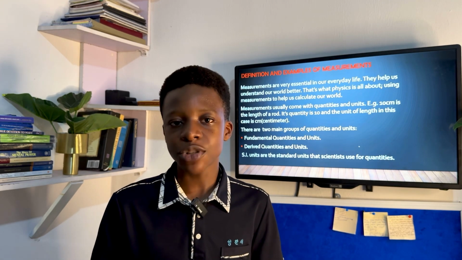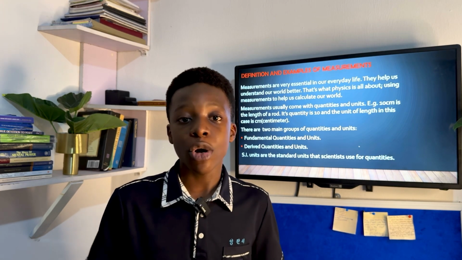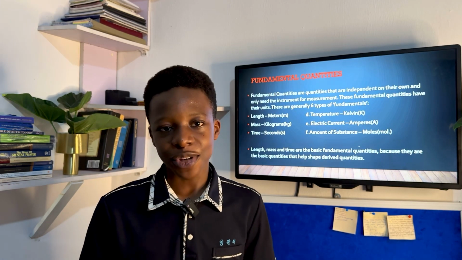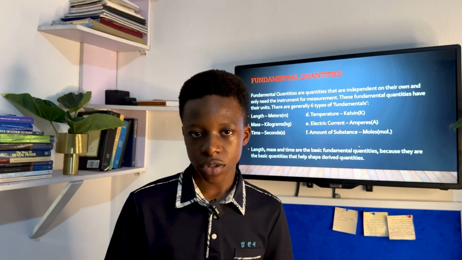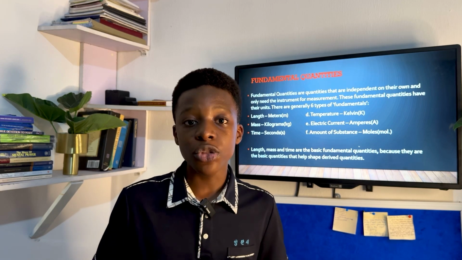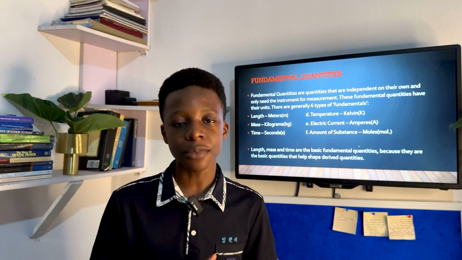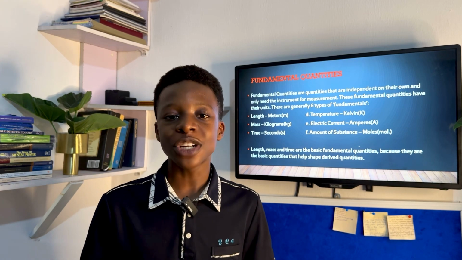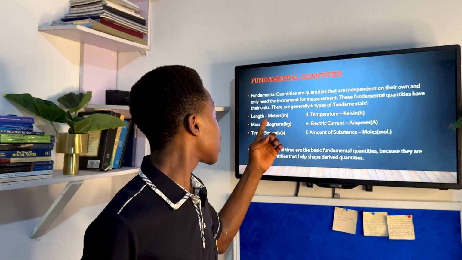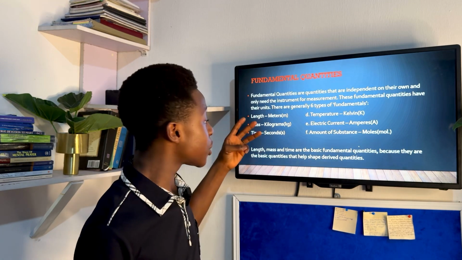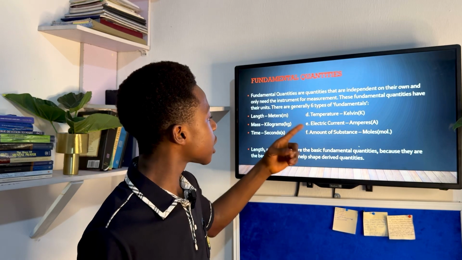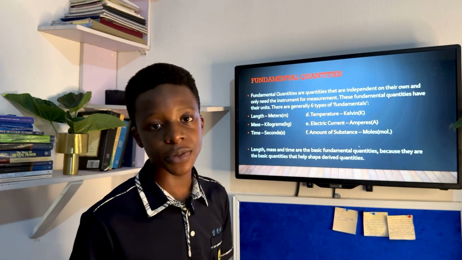There are two types of quantities and units: the fundamental quantities and the derived quantities. Let's dive into the fundamental quantities. What are fundamental quantities? Fundamental quantities are those quantities that are independent by themselves and only need instruments for measuring them. There are 6 fundamental quantities, namely length, mass, and time. These 3 are the basic fundamental quantities in physics. Then we have temperature, electric current, and amount of a substance.